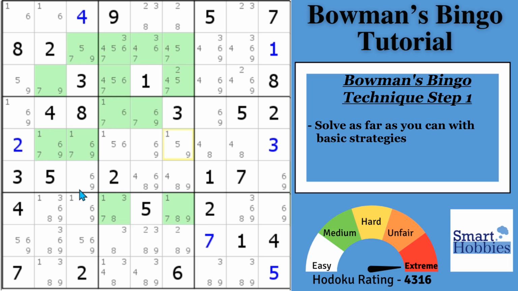Then in row 6, you might see another naked pair that we created. And so you can remove the 6 and the 9 from across row 6. You got a 4 8 naked pair. There's no more eliminations you can make, but you always want to check that. All right.